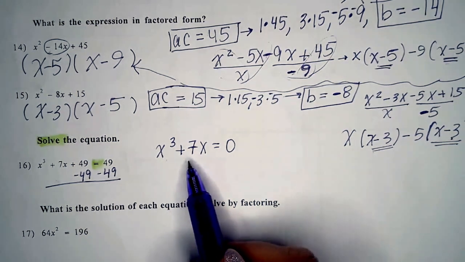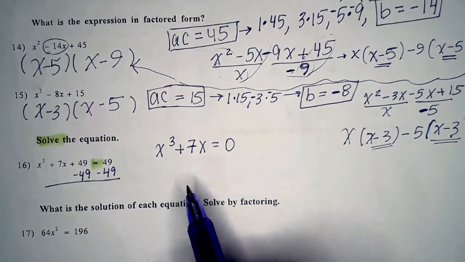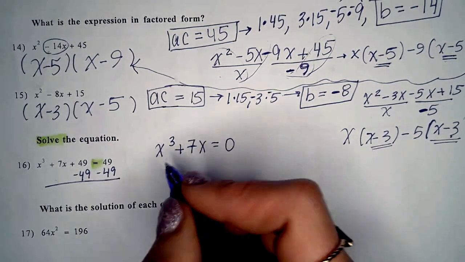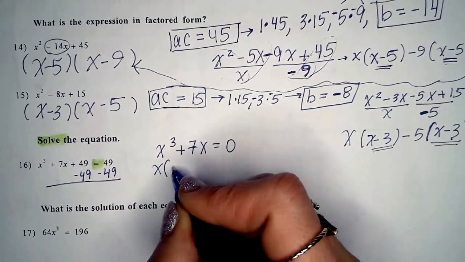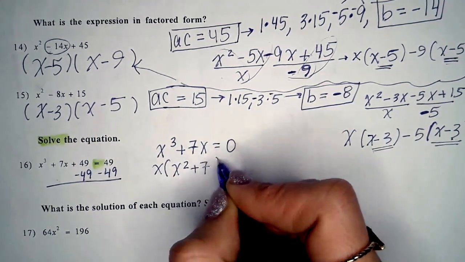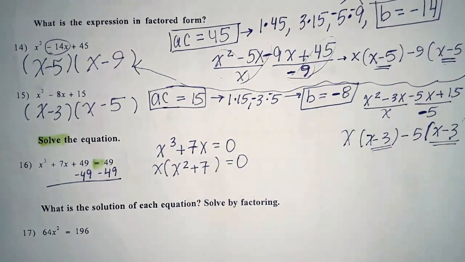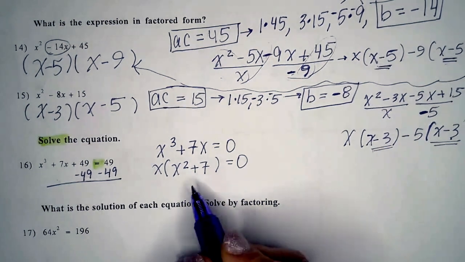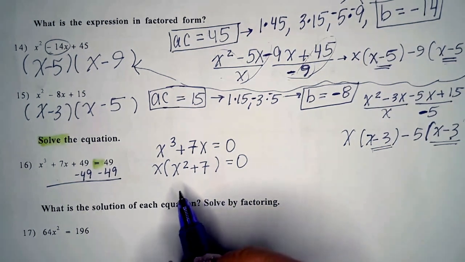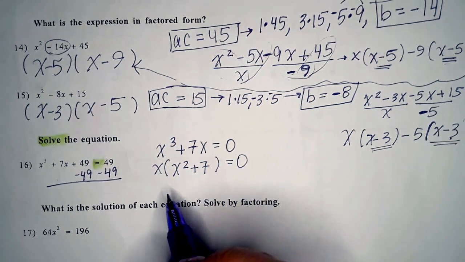Now it looks a little funny, but I can factor this. Jahari, how should I start factoring this? What's the first method of factoring you should always check for first? Yeah, is there a greatest common factor? Yeah, so if I take out x, Jahari, what's left inside? Good, x squared plus 7. Now, can I factor x squared plus 7? It's not a difference of 2 squares, it's a sum. We really can't factor this.